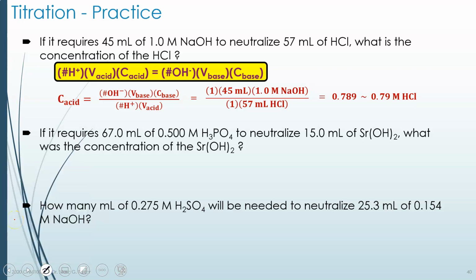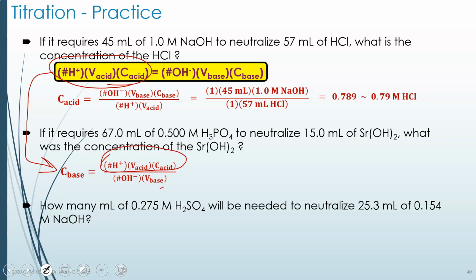Let's look at the second problem. If it requires 67.0 mils of a 0.500 molar phosphoric acid solution to neutralize 15.0 mils of strontium hydroxide, what is the concentration of the strontium hydroxide? Okay, well, we start with the same formula as we have above, but now we're solving for the concentration of base. So we use this exact same formula, rearrange it, and get comfortable rearranging it. You'll notice all three acid items stay together. Those values are multiplied by each other, and then you divide by the two remaining base items to get your remaining base item in the calculation.